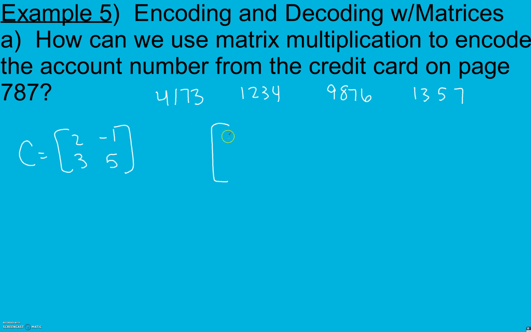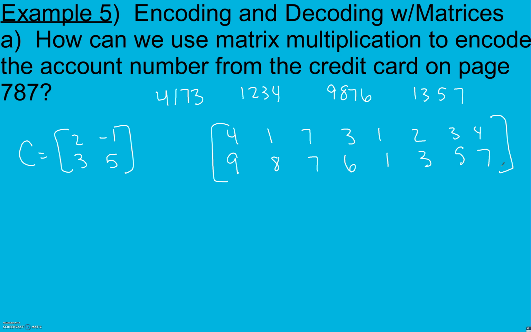So I'm just going to set it up as 4, 1, 7. Here, I'm going to separate those a little bit better. 4, 1, 7, 3, 1, 2, 3, 4. Put the first 8 numbers. And then the last 8. 9, 8, 7, 6, 1, 3, 5, 7. Okay.